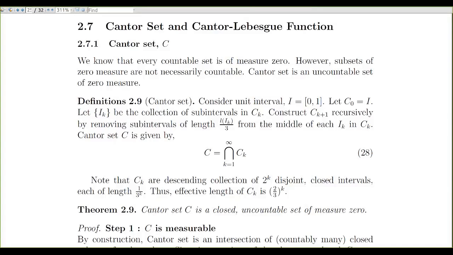Today we are going to see a famous example of an uncountable set of measure 0. This set is called the Cantor set. First we start with the construction of the Cantor set. How do we construct the Cantor set?